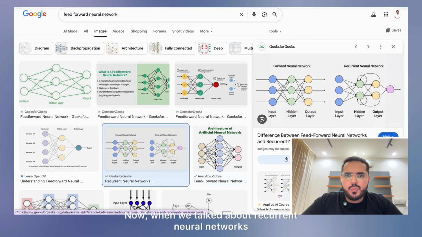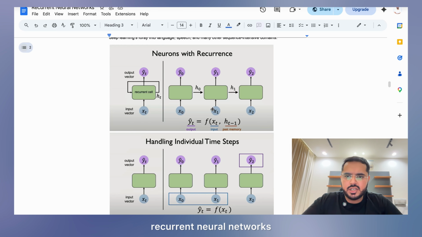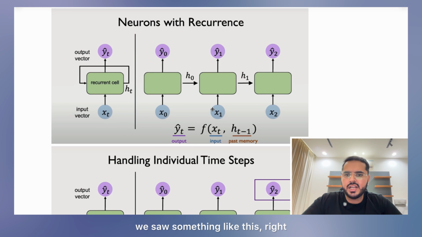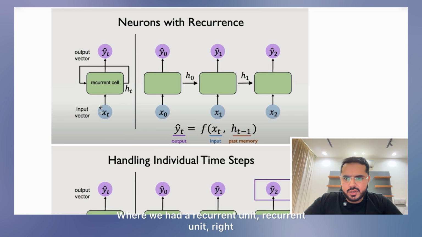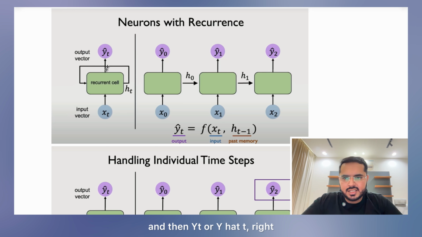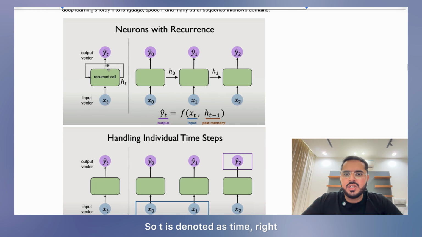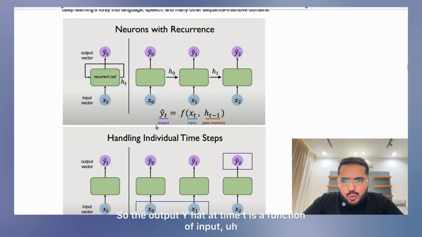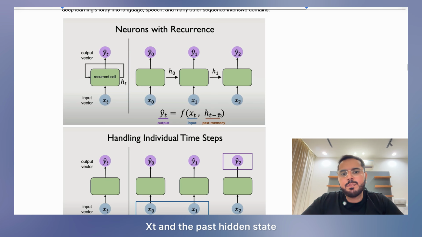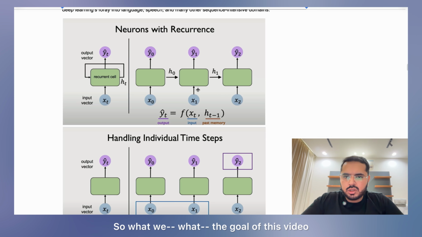Now, when we talked about recurrent neural networks, we saw something like this, right? Where we had a recurrent unit. So we have XT, we have hidden state, and then we have this particular cell that denotes a recurrent cell, and then YT or Y hat T. T is denoted as time, right? So the output Y hat at time T is a function of input xt and the past hidden state or the past memory, right?